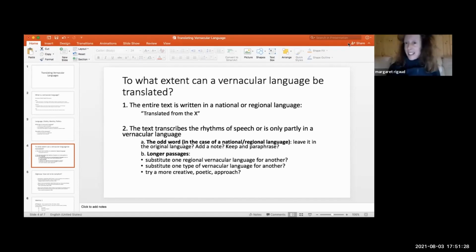So lastly, and more challengingly, you might have to try a more creative, poetic approach. And that would entail a number of strategies, and different translators have done different things. I have seen some translators who basically work with the rhythm of the text and the syntax of the text, and who try to somehow recreate some form of musicality.